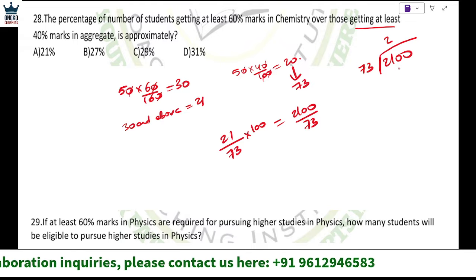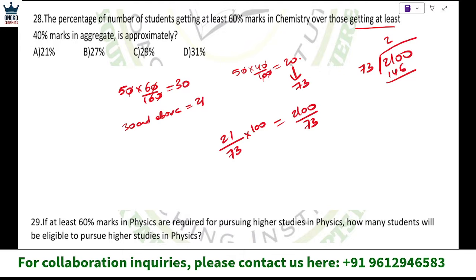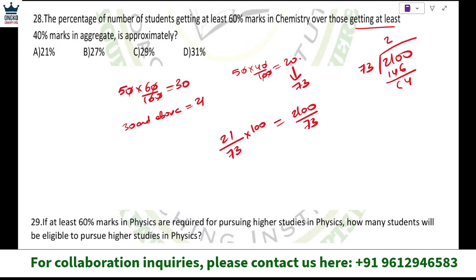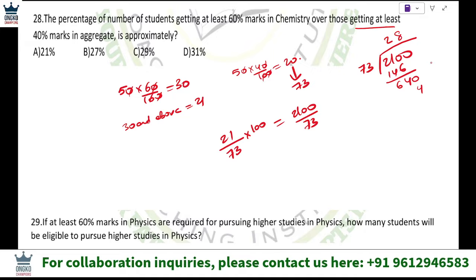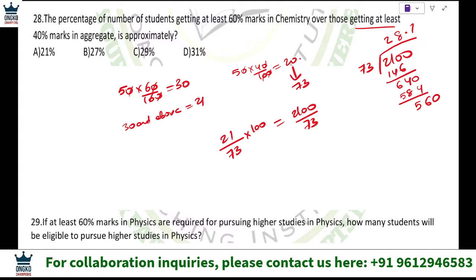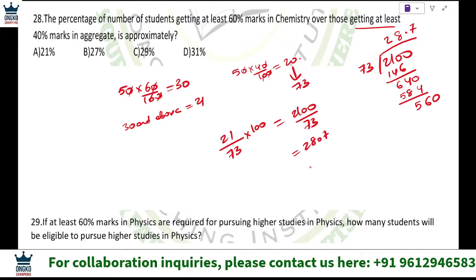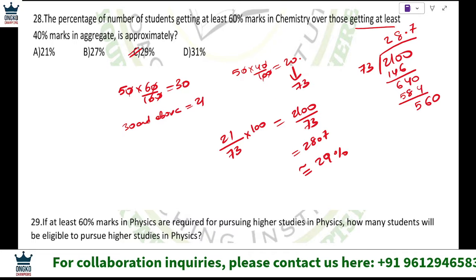2 times means here 146, because 3 times will cross 210. Let's try with 8 times. 8 3s are 24, 2 in hand, 56, 57, 58. Now we're going to take 8, but we can take 7. So 28.7 will be approximately 29%. That's the answer.